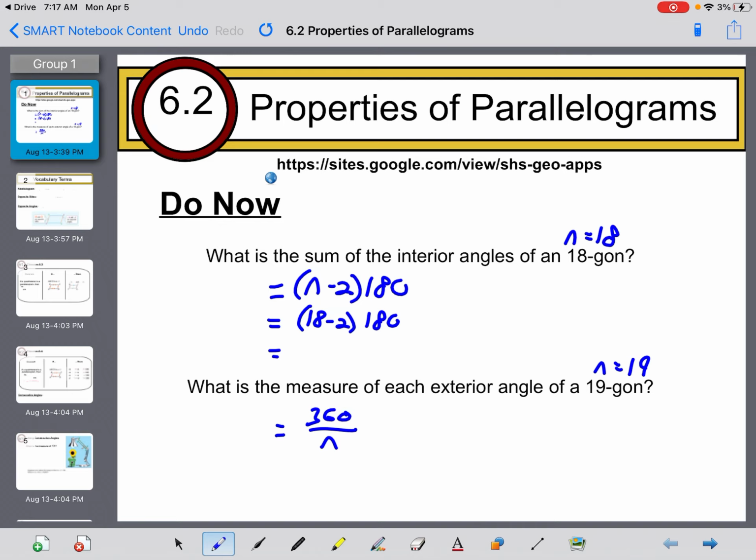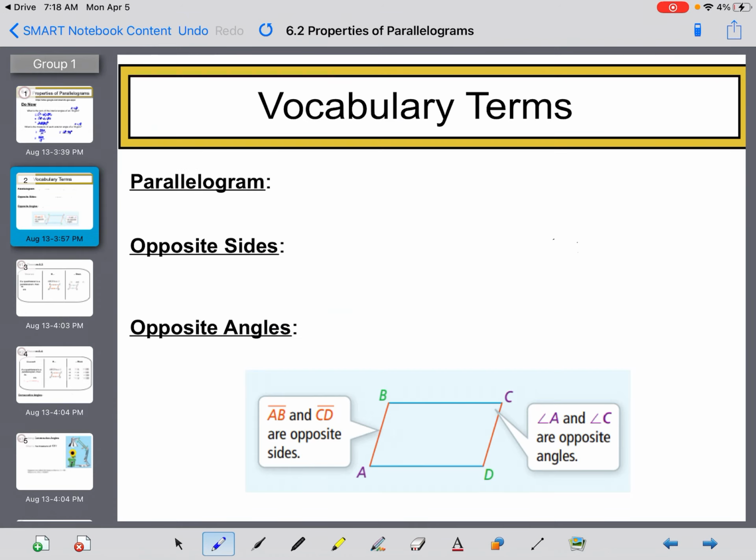Okay, if you type that in your calculator, or if you subtract, we would get 16 times 180, which is 2,880 degrees. Over here we have 360 divided by 19, and if you type that in your calculator, it equals about 18.94 degrees.